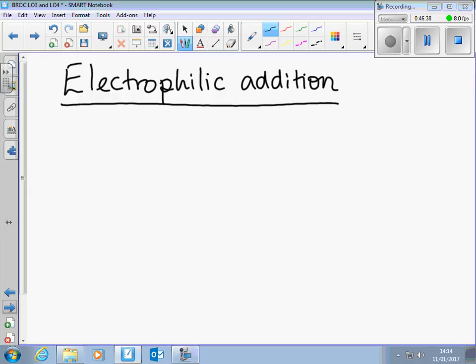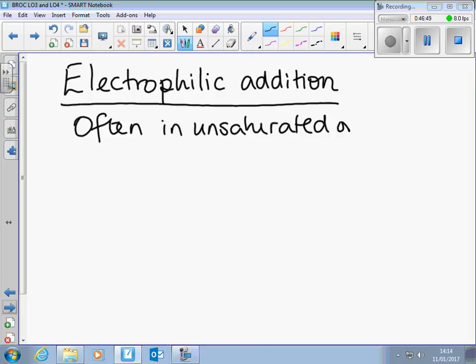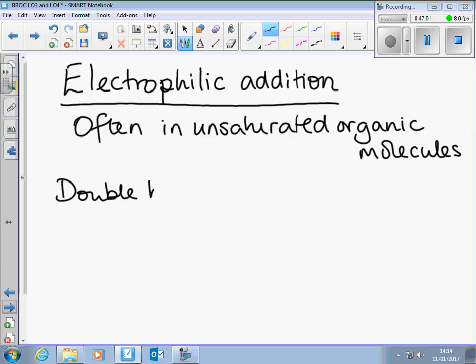So the idea of electrophilic addition then, often in unsaturated organic compounds. All right, and the important bit is this, the idea of the double bond. And double bonds, we've covered this twice now, I think, already, but I'm going to do it again.